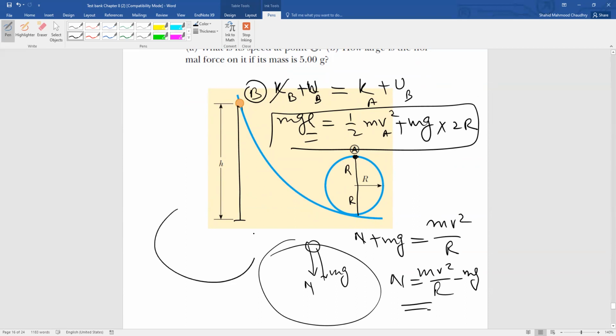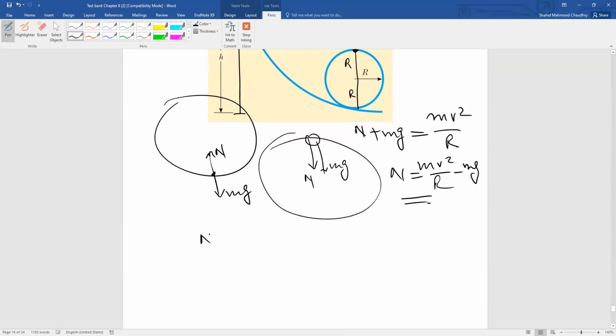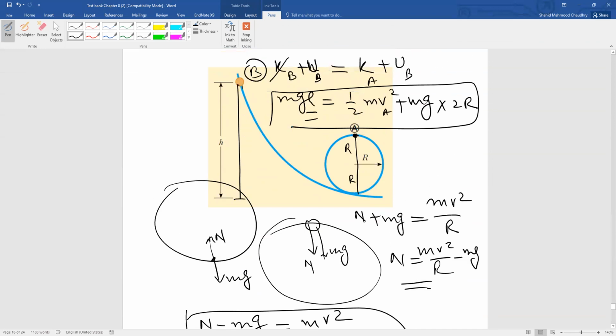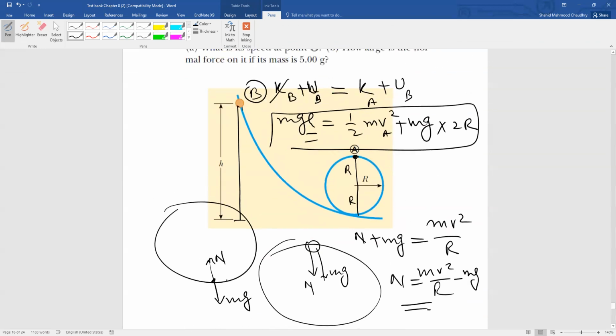But if the body is here, then the normal force is upward, the weight is downward, and then you will write the equation N minus mg is equal to mv square over r. Then you will write this equation. So in this way, you can solve this problem.